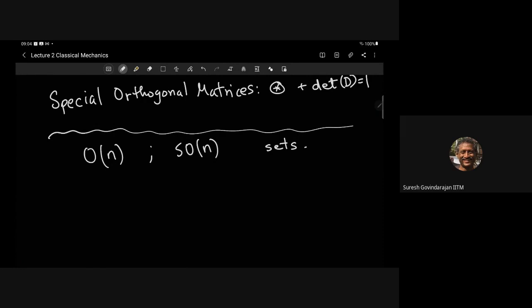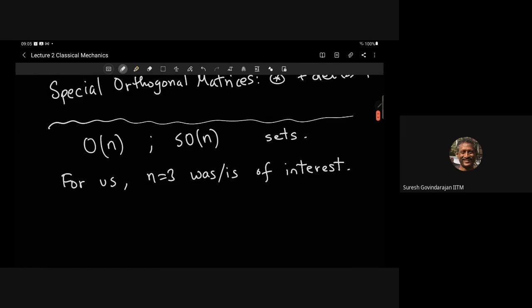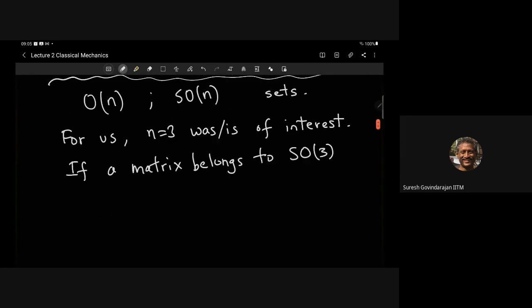So for our purposes, for our physics, n equal to 3 is of interest. And I introduce, so if a matrix belongs to SO(3), it is also called a rotation matrix.